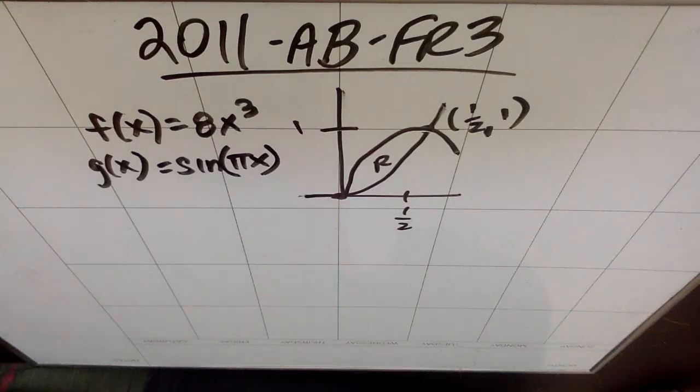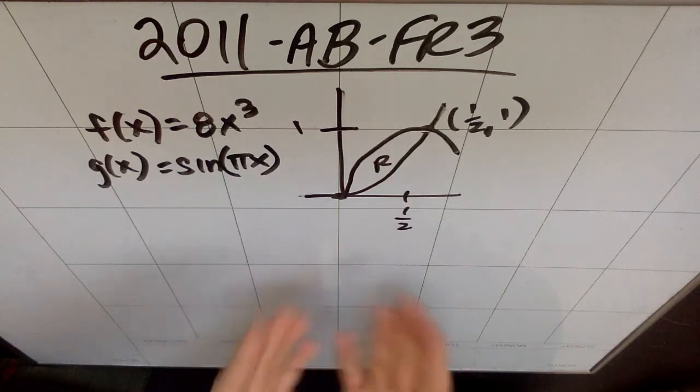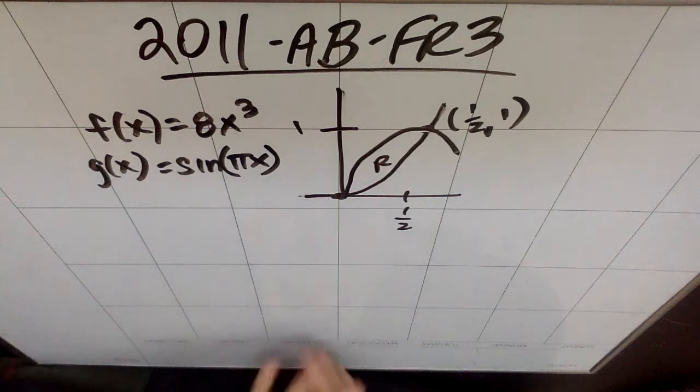Back at AP Review. This is 2011 AB Free Response 3. Let R be the region in the first quadrant enclosed by the graphs of f of x equals 8x cubed and g of x equals sine of the quantity pi x, as shown in this figure, but better on the real AP, so use their figure, not mine. Part A, write an equation for the line tangent to the graph of f at x equals 1/2.